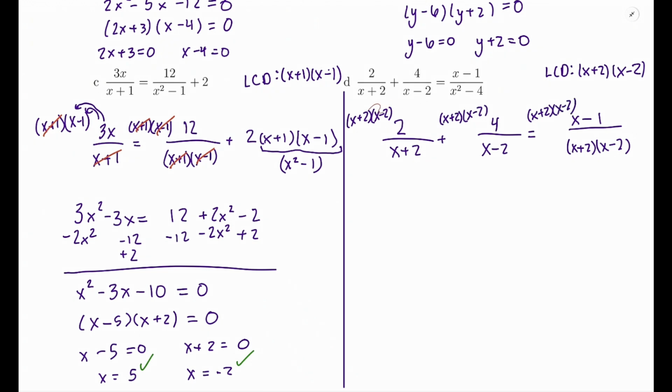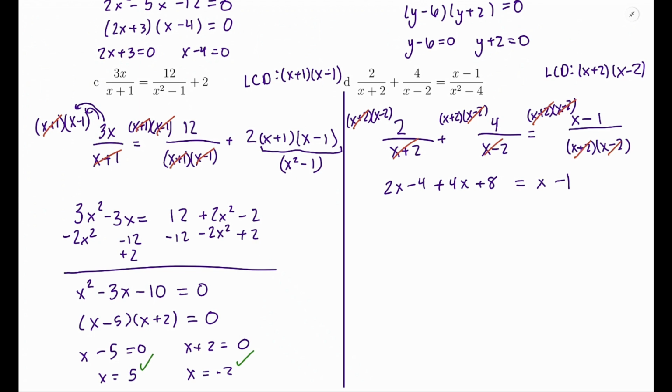Then we get an x plus 2 to cancel out here, x minus 2 to cancel out here, and then both the x plus 2 and x minus 2 cancel out there. We get 2x minus 4 plus 4x plus 8 equal to x minus 1. First thing I notice here is I have no squared terms. So this is actually a linear equation. So I'm not going to use the zero product property to solve this equation.